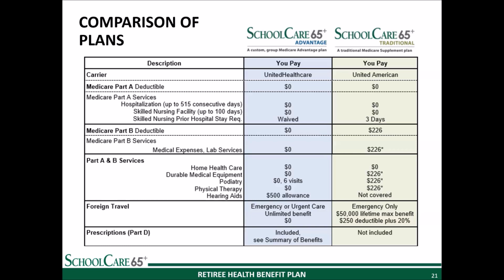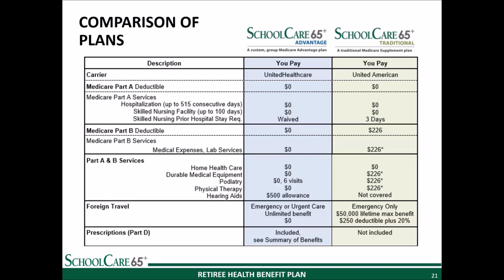In addition, you should note there is no cost to you for services subject to the Medicare Part B deductible. The SchoolCare 65 Plus traditional plan through United American is highlighted in green. This is a Medicare Plan G. Retirees enrolled in this plan are financially responsible for the annual Medicare Part B deductible of $226 in 2023.